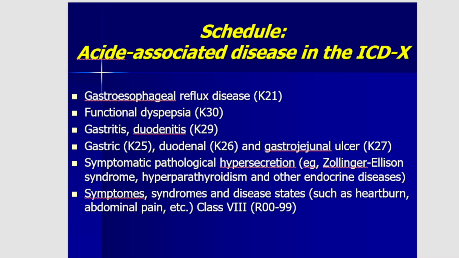Acid associated diseases in ICD classification 10 include gastroesophageal reflux disease, functional gastric dyspepsia, gastritis, duodenitis, gastric, duodenal and gastrojejunal ulcer, symptomatic pathological hypersecretion like Zollinger-Ellison syndrome, hyperparathyroidism, and other endocrine disorders. Symptoms, syndromes, and disease states such as heartburn, abdominal pain, etc.